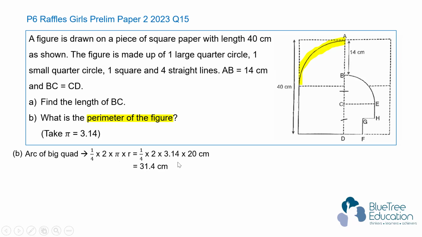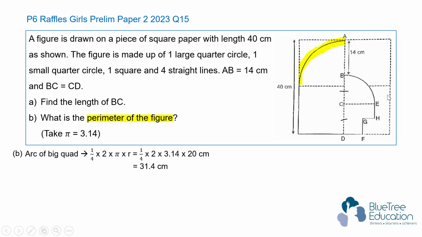Alternatively, you can always go and find the diameter first. In this case, it will be 2 times 20, which is 40. How do I know that the radius is 20? Well, easy. Take a look over here. The quadrant has the same radius as the square. This means this 40 cm is equal to the radius and the square as well. So all we need to do is to divide by 2. 40 divided by 2 is 20. And by inputting all these numbers into a calculator, you'll get 31.4 cm for the arc of the big quadrant.